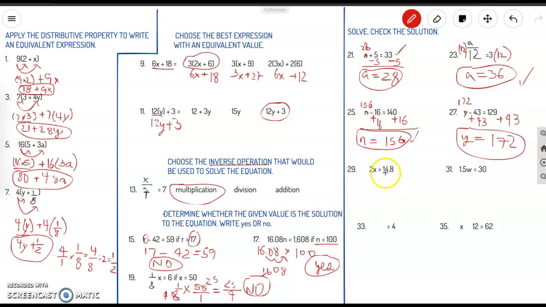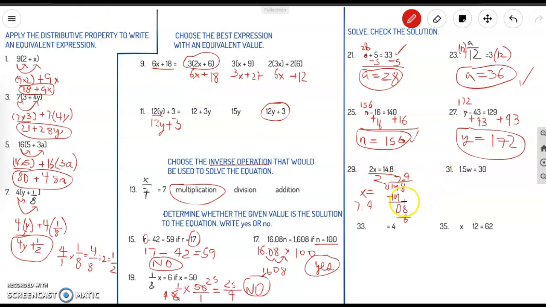29. 2x equals 14.8. So what is the inverse operation of multiply? Divide. x equals 14.8 divided by 2. 2 goes into 14 how many times? 7. Good. 7 times 2 is? Yep. Then 0. Bring down the 8. 2 goes into 8 how many times? 4. Good. And then we're left with no remainders. Where do we put the decimal? Right here. x equals 7.4.